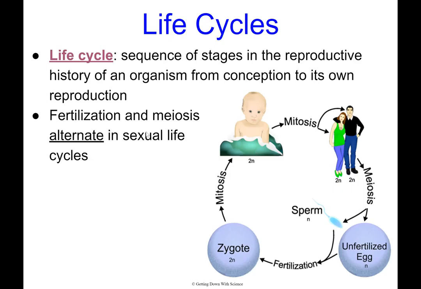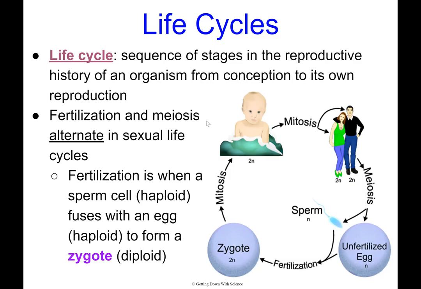So fertilization and meiosis alternate in sexual life cycles. Sometimes when they talk about life cycles, they're going to talk about alternation of generations. We don't normally use that terminology with humans, but it comes up a lot, especially with plants. Fertilization is when the sperm cell fuses with the egg and forms the zygote, just in case you missed it and don't understand what fertilization is.